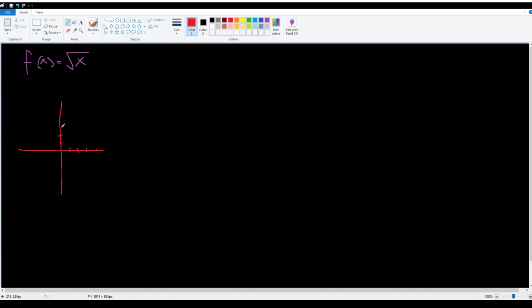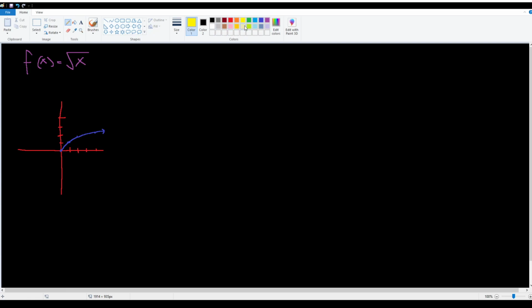We have our point 0, 0. We have our point 1, 1. We had the point 2, about 1.4. And we had the point 4, 2. So we had something that looked along the lines of this. This was our parent function. Now the parent function is basically just the most basic of all of the functions that we have. So when we go and look at any sort of reflections or translations, we have to look at what we're doing to the parent function itself.